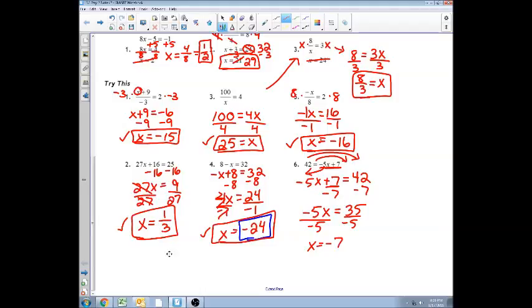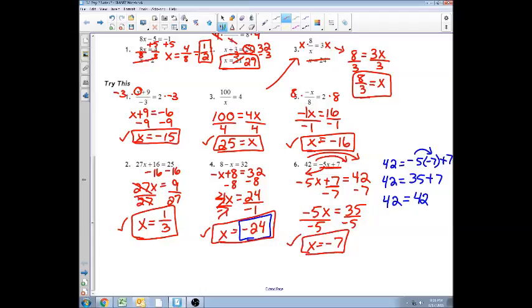Okay? So we need to go ahead and take our negative 7 back into the equation. I'm going to go ahead and do it over here with a blue marker. So negative 5 times negative 7 plus 7. Notice that I replaced my x with parentheses. So 42 just stays on this side. Do not, when you're checking, try to bring anything over. Just work the side that has all of the operations on it, okay? So negative 5 times negative 7 would be positive 35 plus 7. 42 would be equal to 35 plus 7 is 42. So my answer would, in fact, be good. And I would check it.